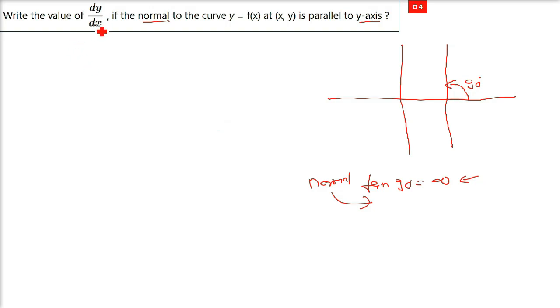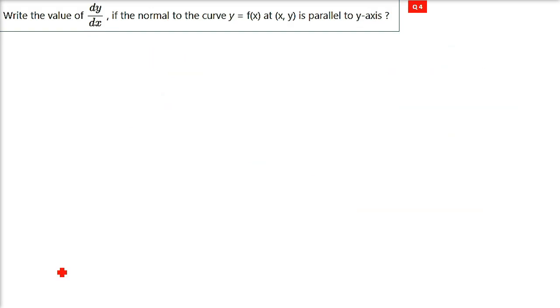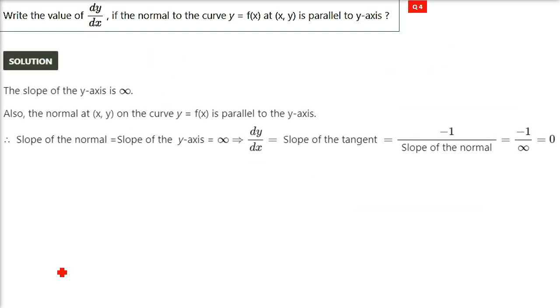You have to find the slope of the tangent, and if you multiply the slopes of the tangent and normal, you are going to get minus 1. That is, if you have m1 which is normal and m2 which is tangent, multiply them and you will get minus 1. So the tangent slope is equal to minus 1 by infinite. If you divide anything by infinite, it is going to be 0. So the tangent slope will be 0. And simply saying, a line perpendicular to a line which is parallel to y-axis is parallel to x-axis, so this is going to be the result. So let me show you how you are going to write. So this is the reference solution for you.